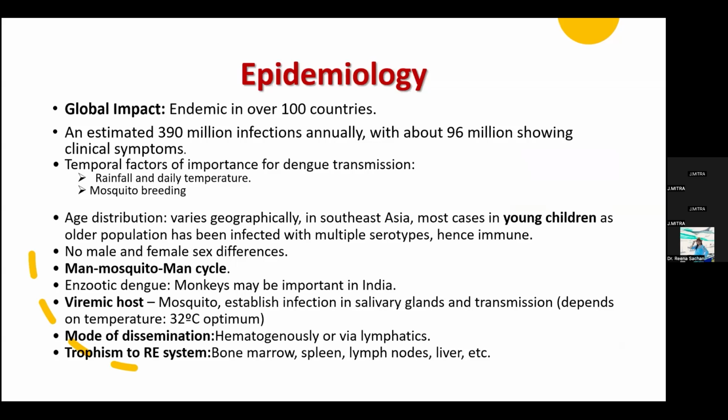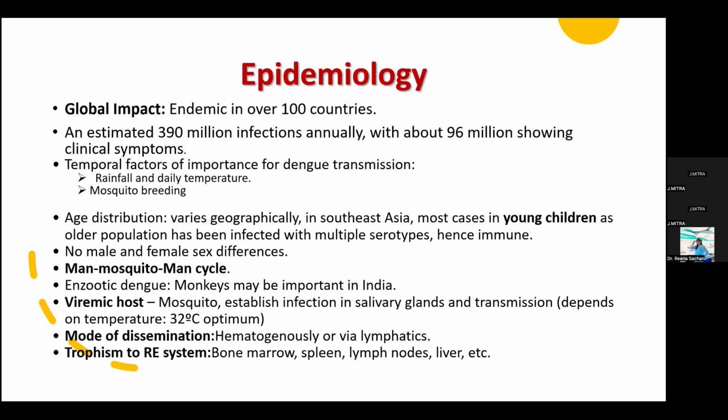During rainy season, there are many mosquito breeding sites. So this gives rise to the abundance of this infection transmission in the patients. Age distribution tells that it is almost seen in endemic countries, like young children are most commonly involved. In the population in endemic countries, older people are seen to be less infected because of the immune response present in them. There is no male and female sex difference.